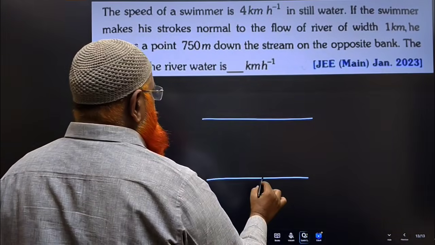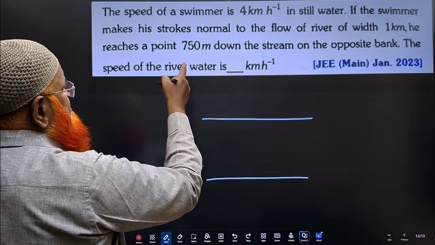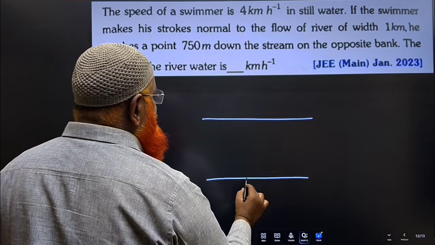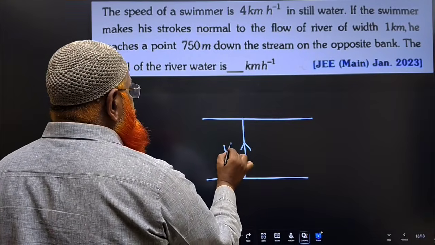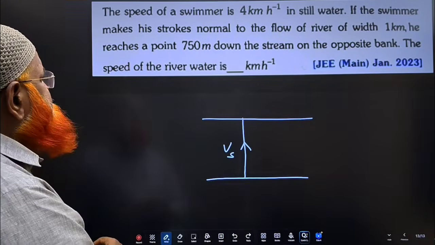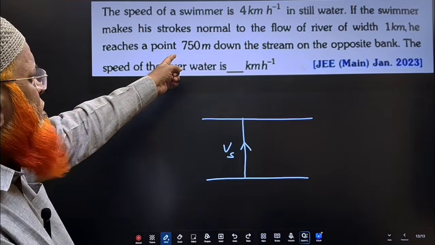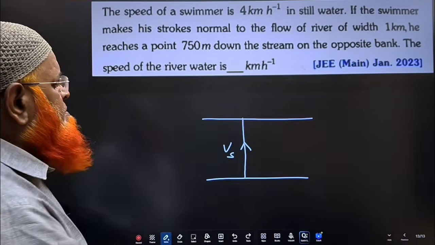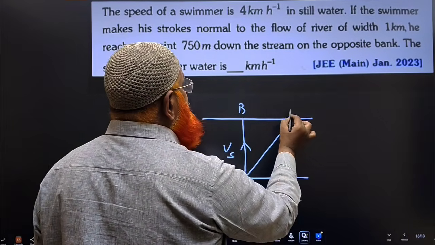The speed of a swimmer is 4 kilometers per hour in still water. If the swimmer makes his stroke normal to the flow of water, means now he is aiming exactly opposite. This is the swimmer's actual speed. Okay, width is also given, but he reaches a point 750 down the stream. But what is the meaning of this? He is aiming at B but reaching at C. That is the meaning here.